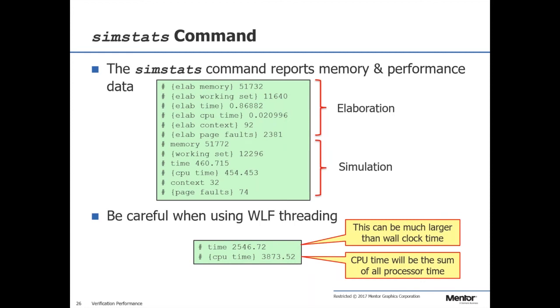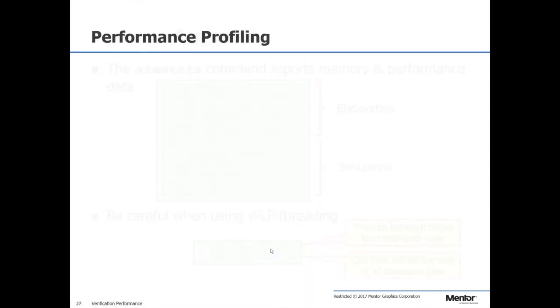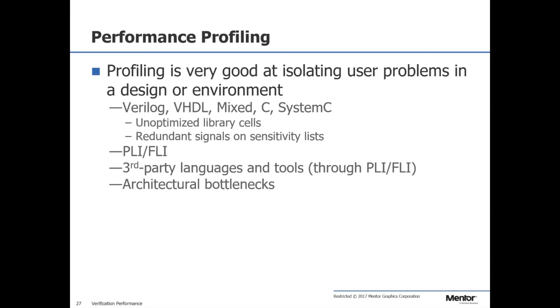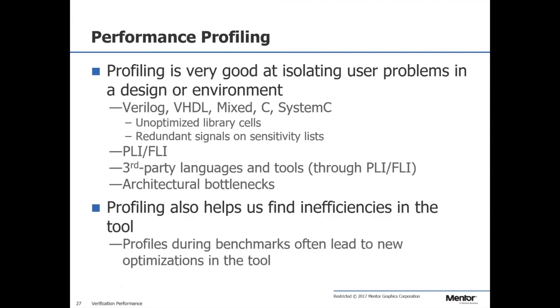So once you have that baseline that you're saying it takes 2,500 seconds to run my simulation, now we can use the profiler to look at how much time can we save? And what the profiler does is it helps us to find inefficiencies in your code, and it also helps Mentor find inefficiencies in our tools.